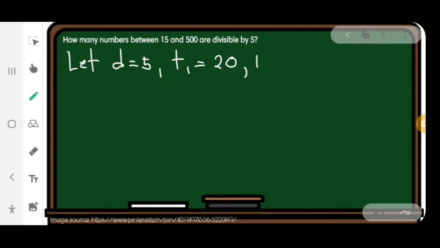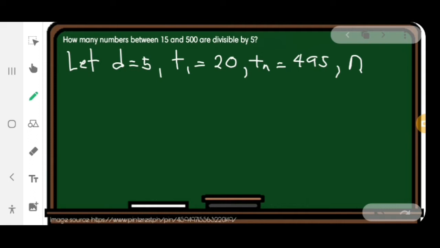Then our nth term here is equal to 495. This is the last number before 500 that is divisible by 5. Then we are looking for the value of n. Now, since we have a common difference, we are going to use the concept of arithmetic sequence in solving the problem. To solve for the value of n, we are going to use the formula for the nth term.